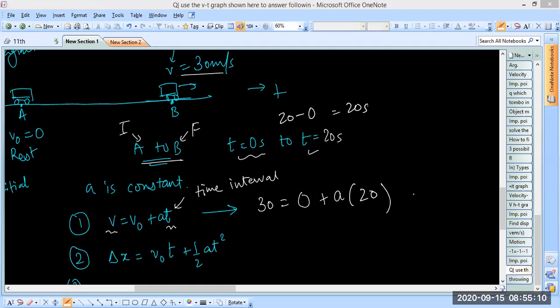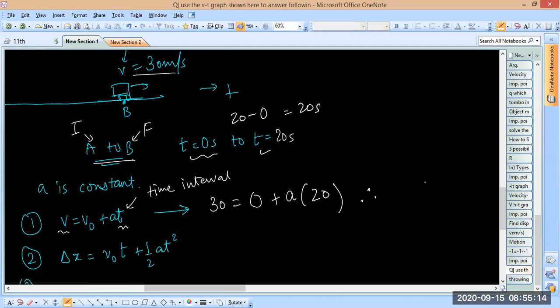So finally you will get a is equal to 30 by 20, which is 1.5 meter per second square, right? Yeah, correct. 1.5 meter per second square.